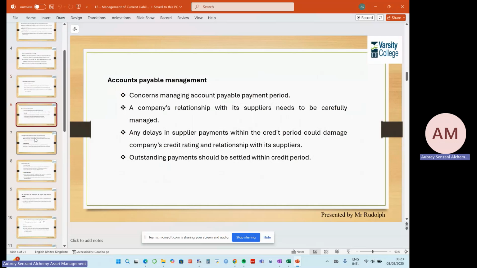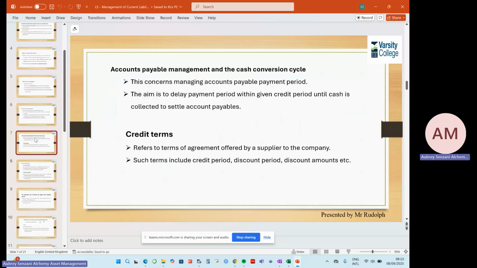Okay, or earning a bad reputation with our creditors. Okay. Then accounts payable management and the cash conversion cycle. This concerns managing the accounts payable payment period. And here's where they're highlighting the aim is to delay the payment period within the given credit period until cash is collected to settle accounts payable. So when we say cash is collected, who are we collecting the cash from?